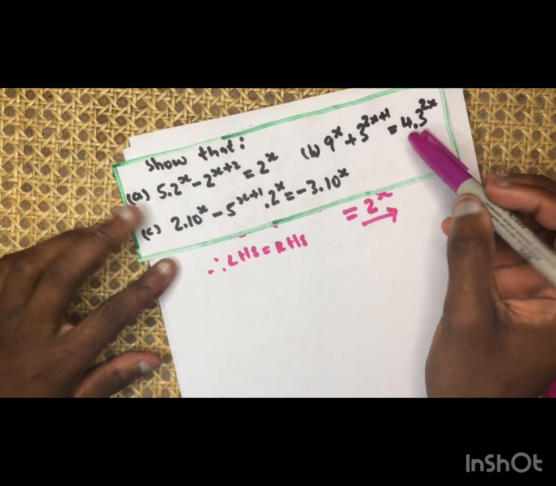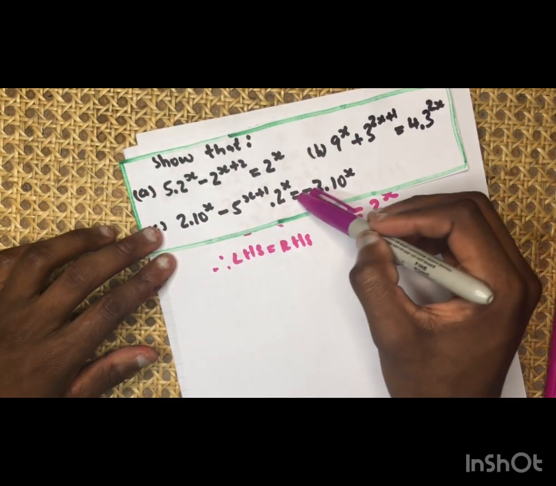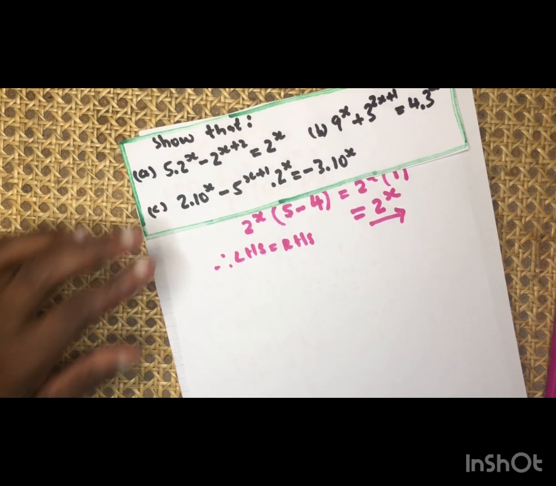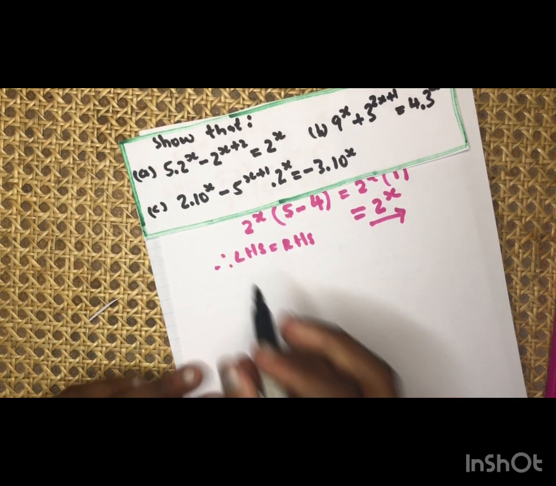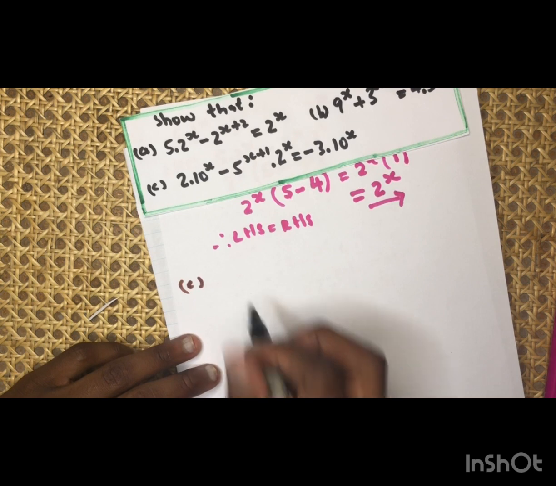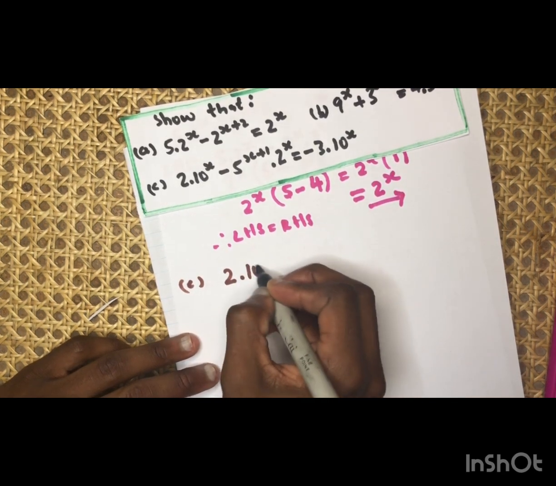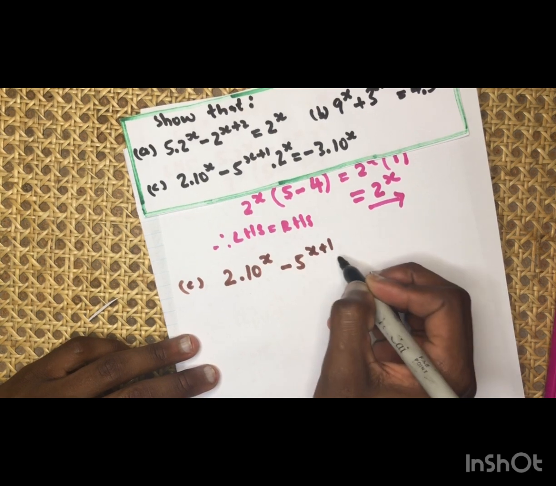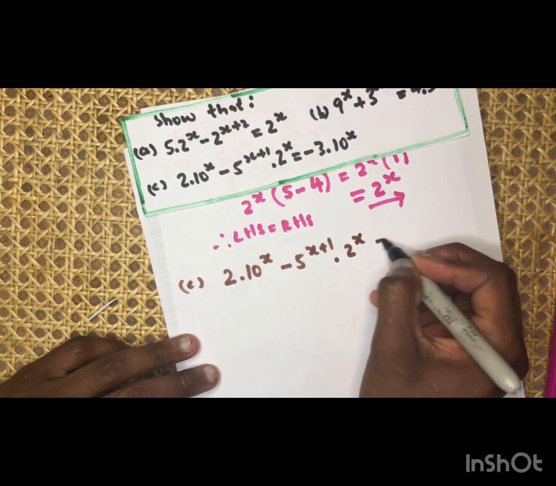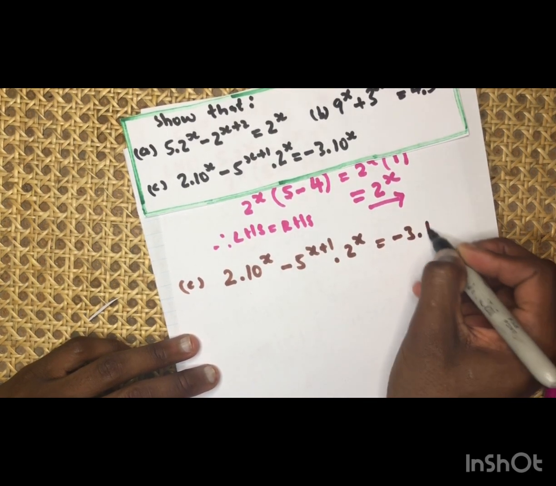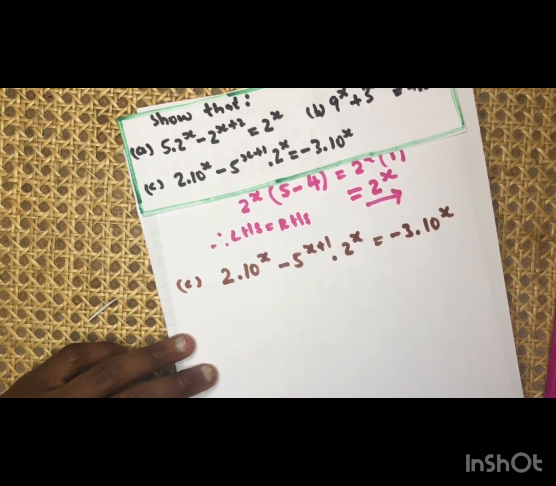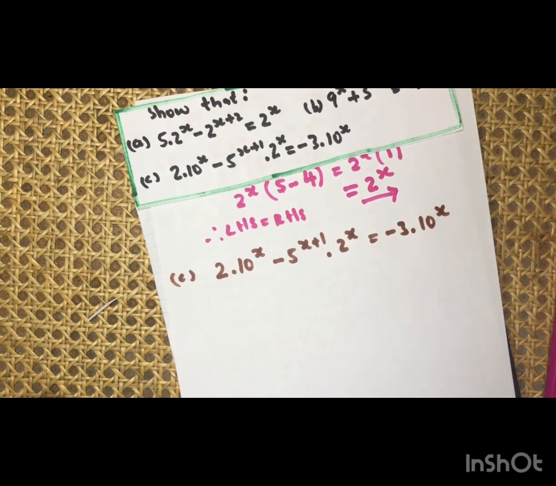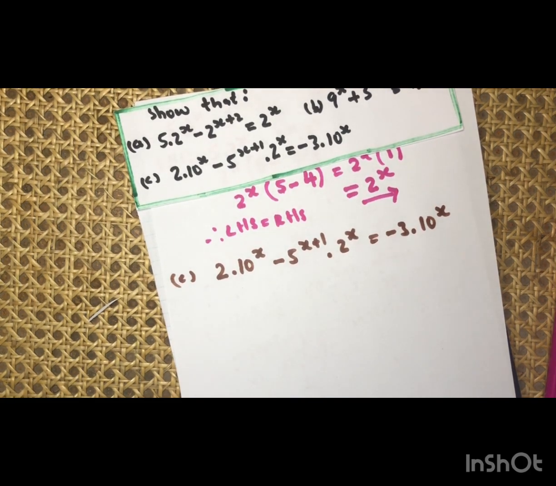So this working is the same with this one; you're going to do the same thing. So I'm going to take number C as our last question for this video. We have number C here, which is 2 times 10 to the power x minus 5 to the power x plus 1 times 2 to the power x equals minus 3 times 10 to the power x. Right.